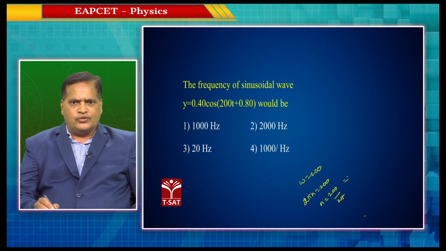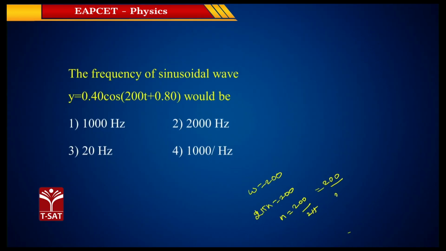If you want to substitute that, 200 by 2 pi, pi is equal to 22 by 7. That is 200 into 7 by 44. Okay, that's it. Okay, next question.